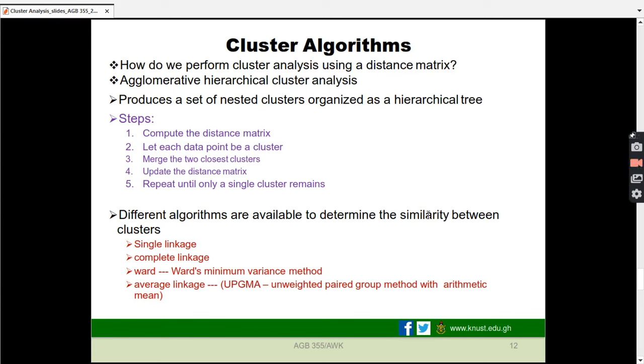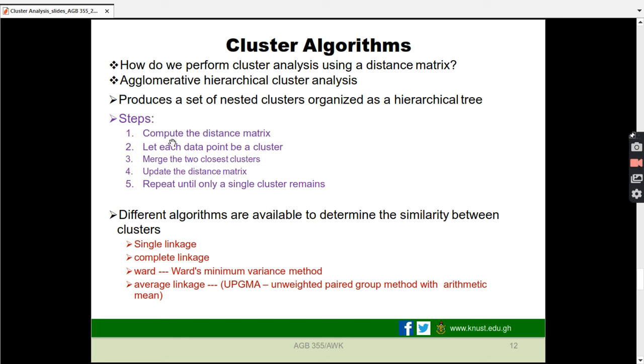Hello wonderful viewers, today we are going to look at cluster analysis. How do we perform cluster analysis using a distance matrix? We'll be using the UPGMA algorithm. UPGMA is the unweighted pair group method with arithmetic mean, and this is produced by a set of nested clusters organized as a hierarchical tree, and these are the steps.